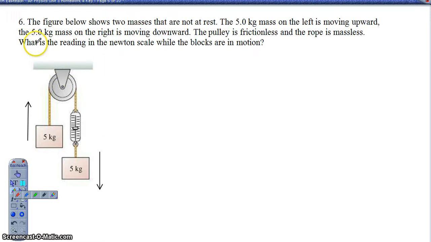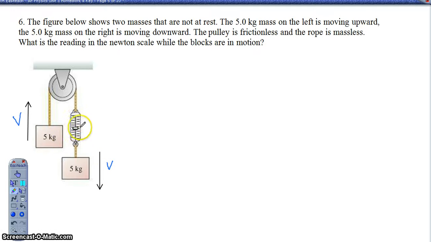But anyway, question 6 here, I tried to mess with you a little bit just to make sure we are thinking about it. So we've got the two 5 kilogram blocks, but I did say that the system is not at rest. The masses are not at rest. However, they are both 5 kilogram blocks, which means, if I think about this, just because it's not at rest doesn't mean the net force isn't 0. In this particular instance, yes, they are moving, with the left one moving upward and the right-hand side moving downward with a constant velocity.